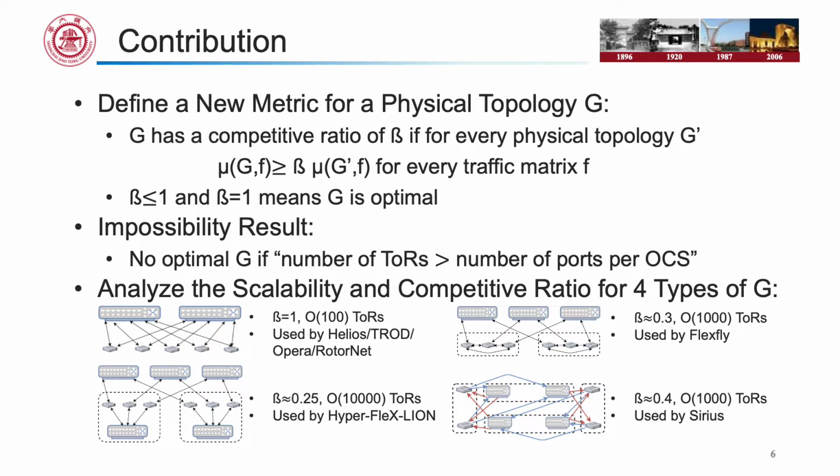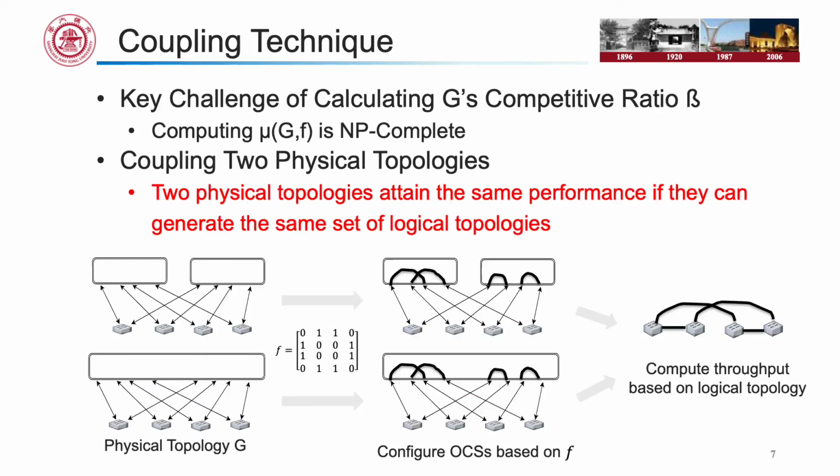Third, we analyze both the scalability and the compatibility ratios for all the physical topologies used in the existing literature. Specifically, the first physical topology is a uniform bipartite graph. We proved that it has an optimal compatibility ratio, but it can at most support hundreds of TOR switches. The other three topologies can support much larger data centers, but the compatibility ratios are smaller.